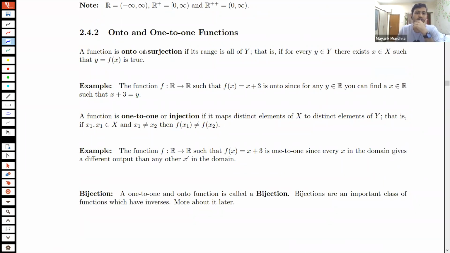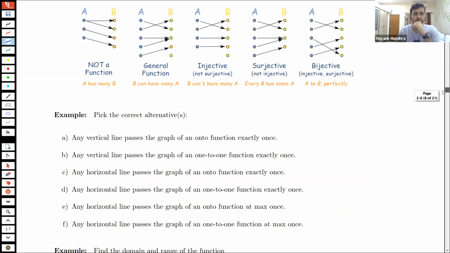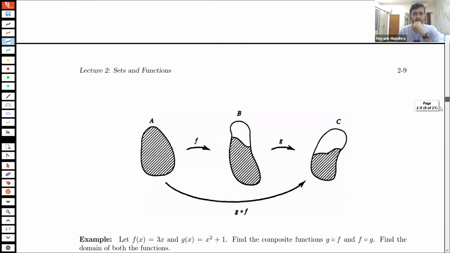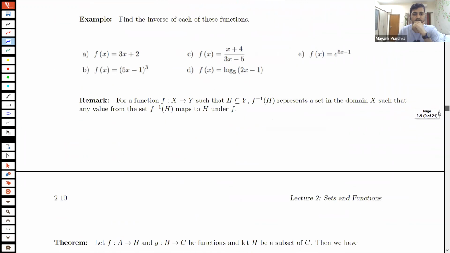All right, next thing is one-to-one and onto functions. So a function is onto, or a surjection. I want to reach composition and inverse functions.